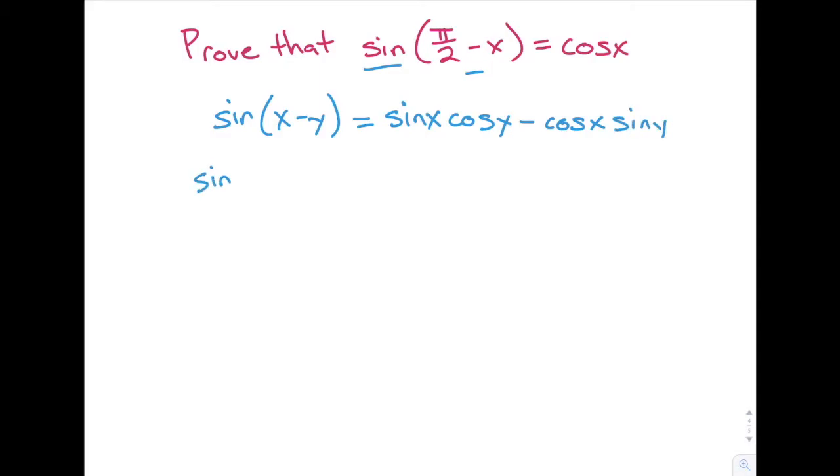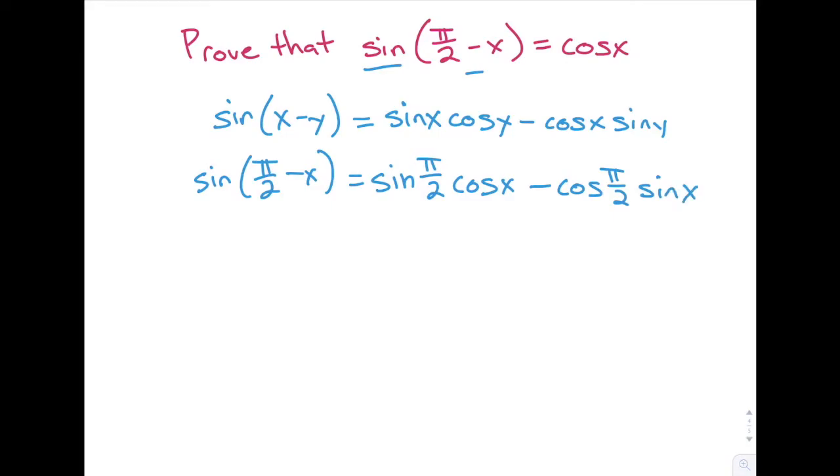So sine of pi over 2 minus x equals sine pi over 2 cosine x minus cosine pi over 2 sine x. And since sine pi over 2 is 1, we can write 1 times cosine x, and cosine of pi over 2 is 0, so that's 0 times sine x. So altogether we have cosine x.